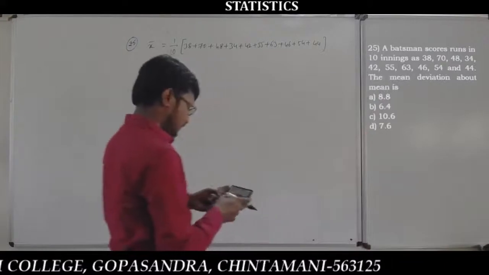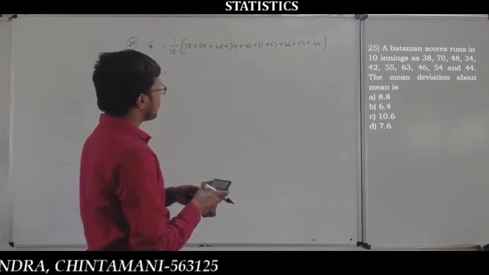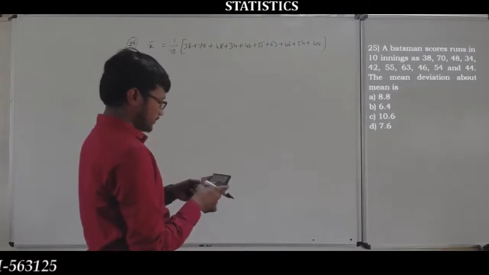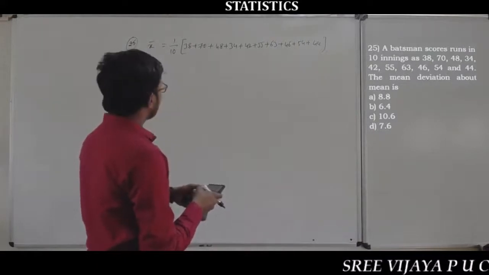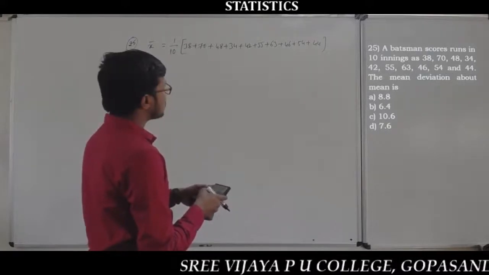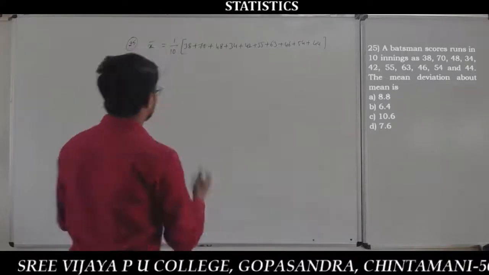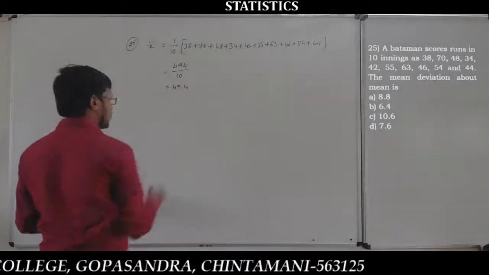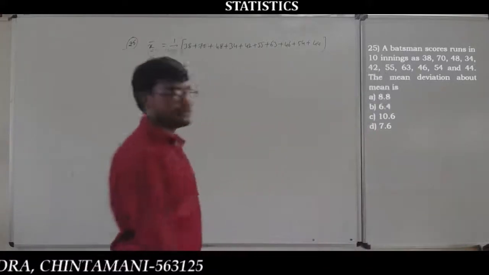So 38 plus 70, 48, 34, 42, 55, 63, 46, 54, 44. Once again: 38, 70, 48, 34, 42, 55, 63, 46, 54, 44. You will get the total answer 494. So 494 divided by 10, we get 49.4. So this is x bar.